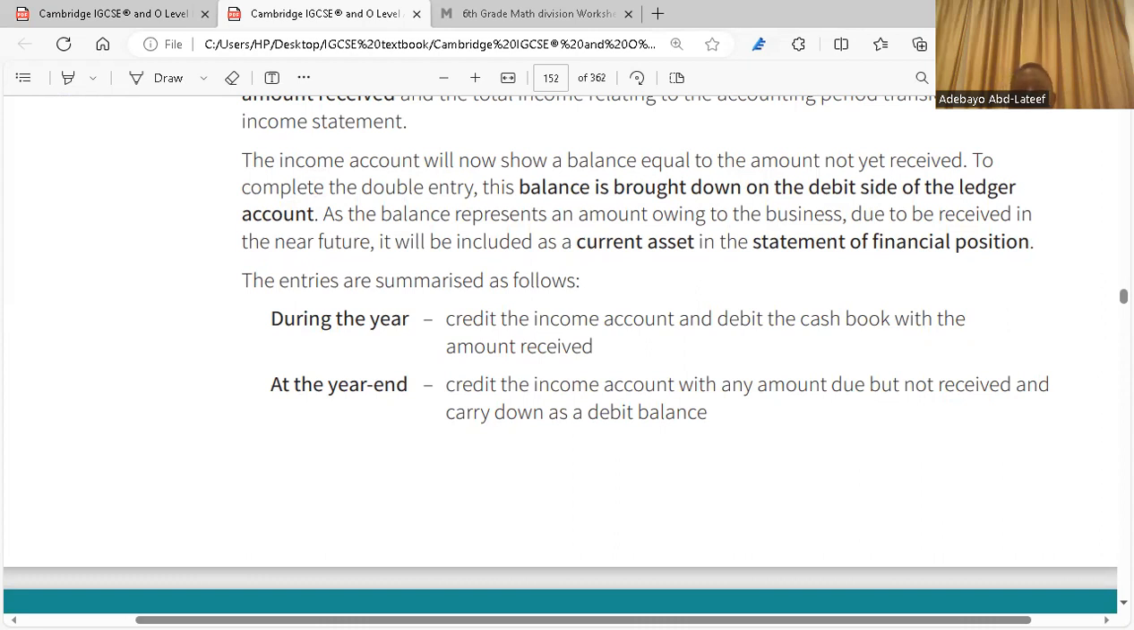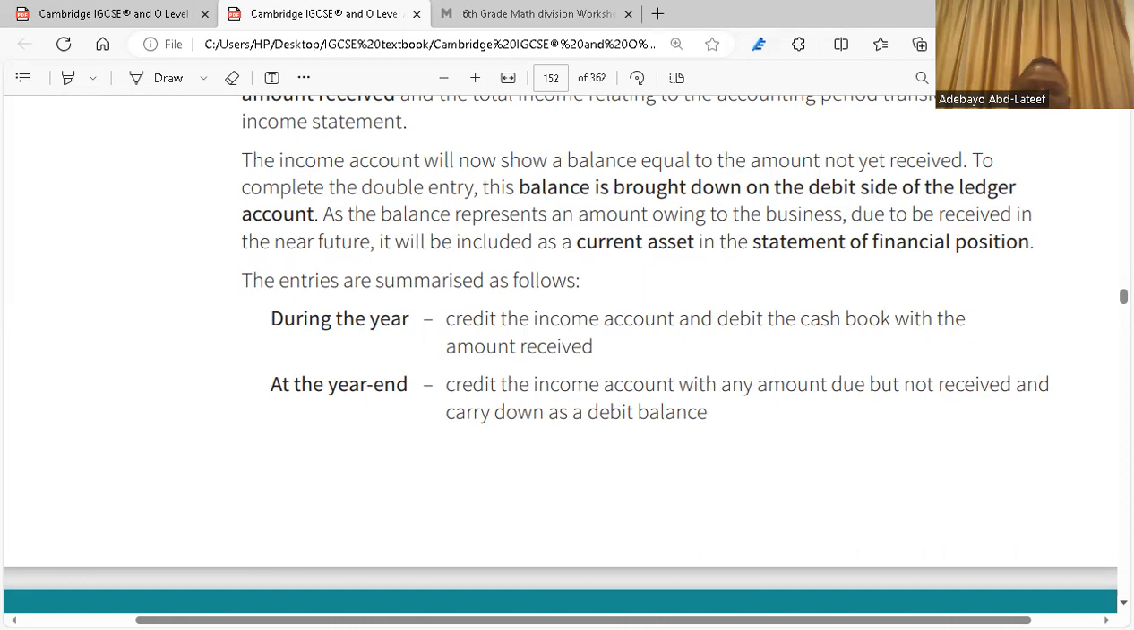So now for your accrued income, you credit the income account and you debit the cash account, in the cash book. You credit what? The income account. Yes, and debit the cash book account. I think it's clear.